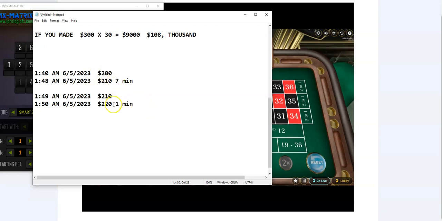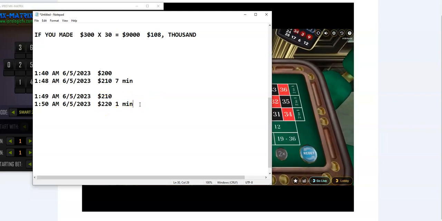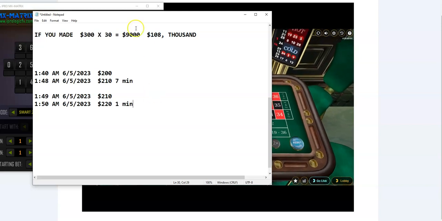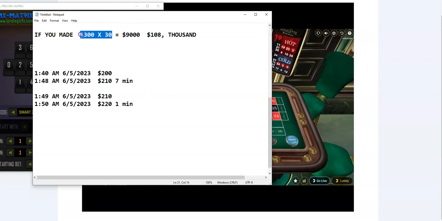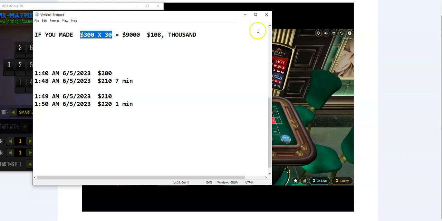In a total of 8 minutes, I made $20. If I made $20 in 8 minutes, what do you think I'm going to make in an hour? Of course I'm going to make $100 an hour. This is why I'm telling you, if you play for a few hours a day, $300 is not hard to come by. You'll be able to get it.